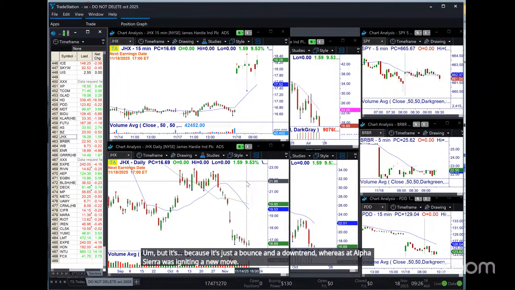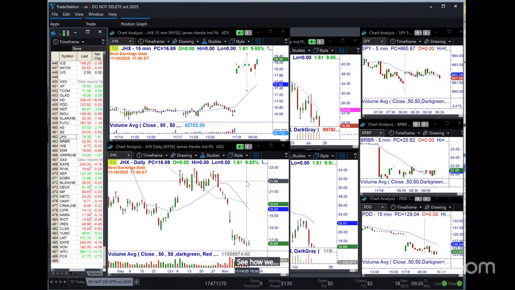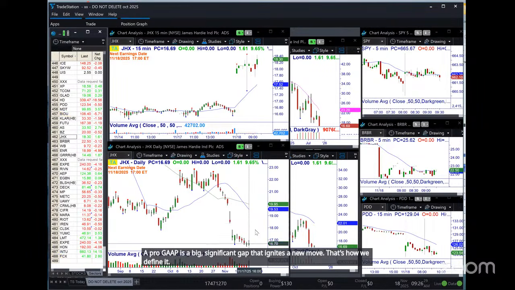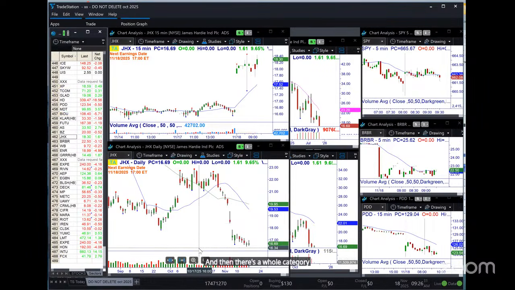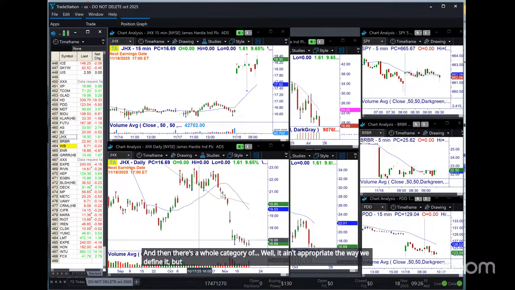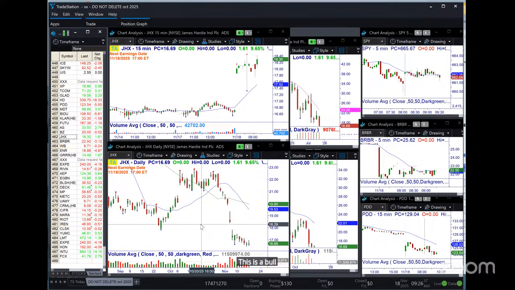See how we use those. A pro gap is a big significant gap that ignites a new move. That's how we define it. And then there's a whole category of, well, it ain't a pro gap the way we define it, but it's a bullish gap. This is a bullish gap. But a bullish gap does not mean buy it. A bullish gap's a bullish gap, period. Just like the sky is blue.